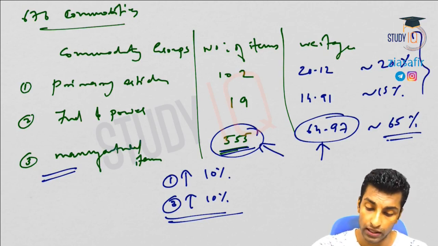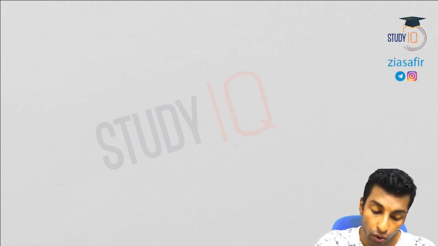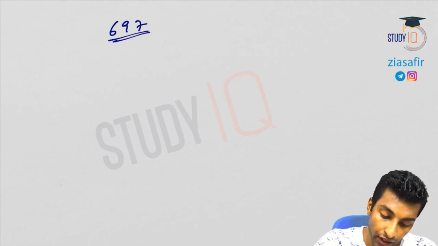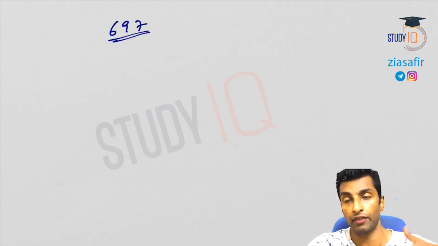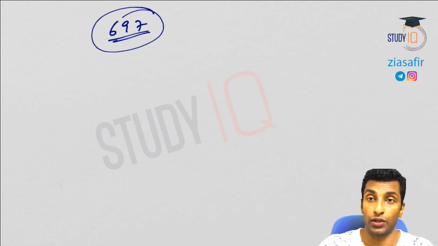So you just need to know these are the commodities. These are the 676 commodities. So now it is 697 after this 2011-12 base year. After changing, it is 697 commodities. Okay, so that you can update here.